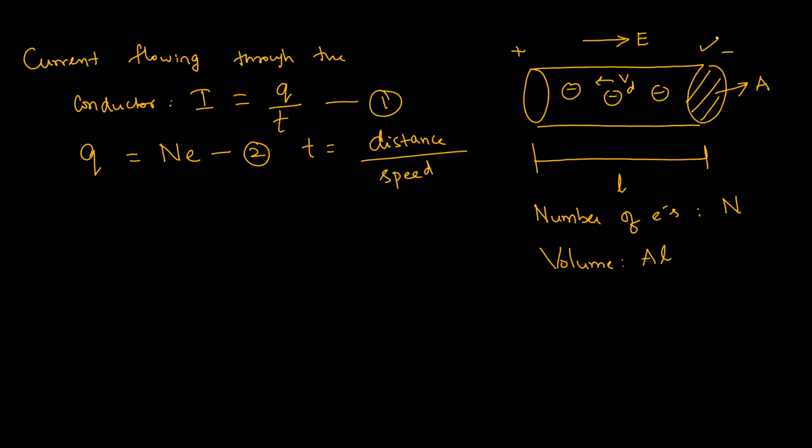It is going to be the distance by speed. How much is the distance it is traveling? It is traveling L. And the average speed of each electron, the average velocity, is Vd. So the time is L divided by Vd. Let me call this 3. So I will take the third one and substitute it into the second one. Can you do that?